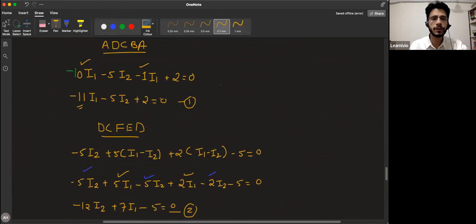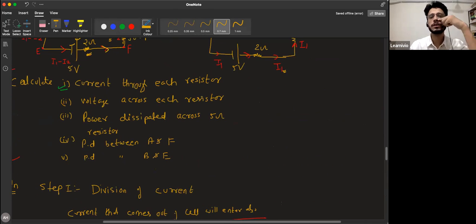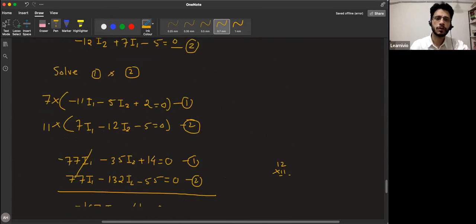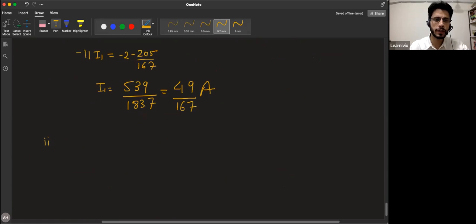The second part says you need the voltage drop across each resistor. I'm not calculating the voltage drop across each resistor, I'm just calculating the voltage across one or two resistors. Like I'm calculating the voltage across this 1 ohm, and then the voltage across this 2 ohm resistor. So in the second part of the question, I need the voltage across 1 ohm.